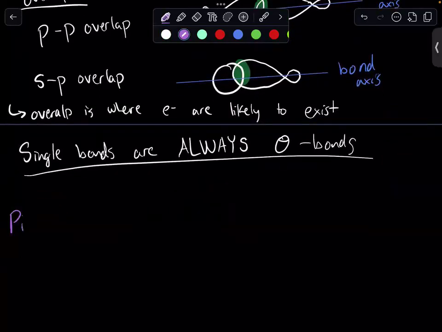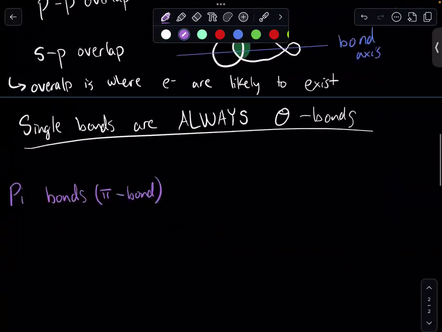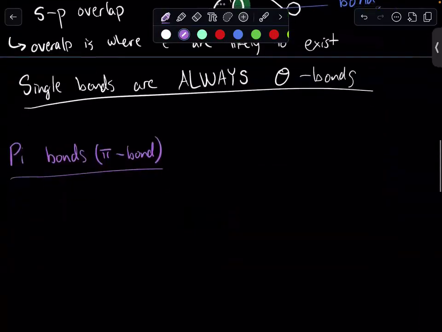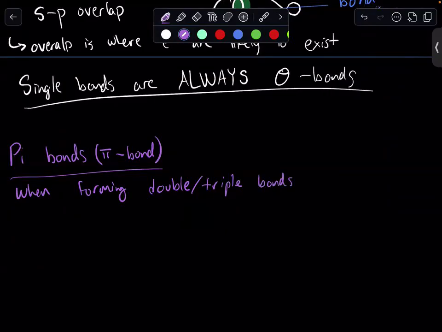All right, so let's move over to pi bonds. These are where we start looking at things in a little more of a three-dimensional way. So we use the symbol pi to represent pi bonds. And I don't think that's very surprising. And pi bonds are specific when forming double or triple bonds. So we form pi bonds to make the double and triple bond.